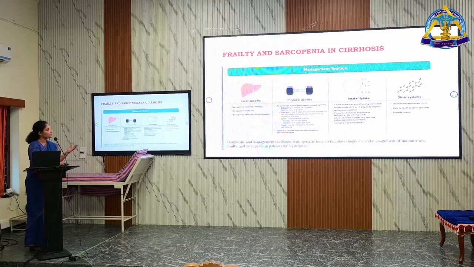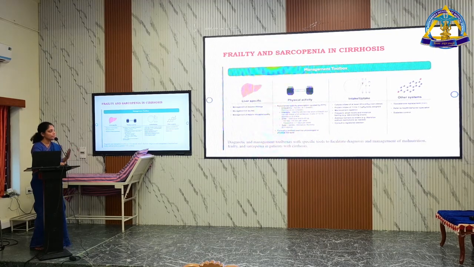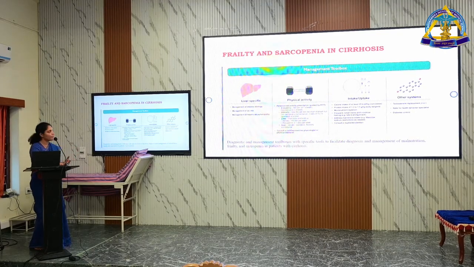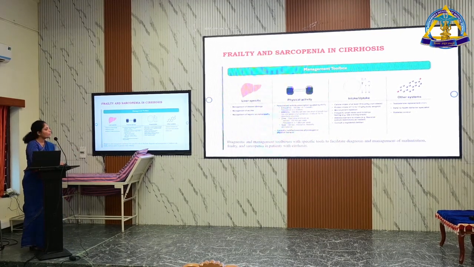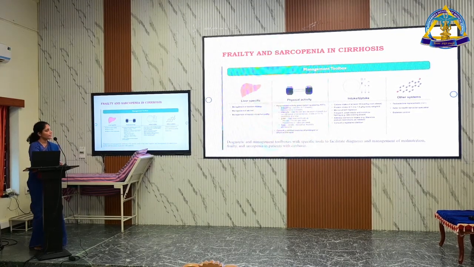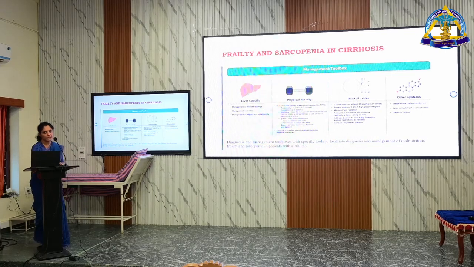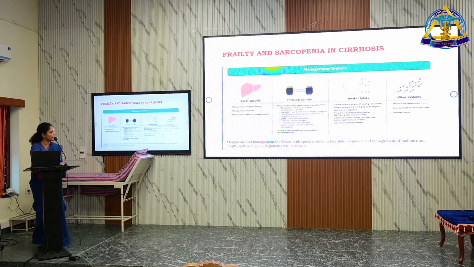What can we do? The management toolbox definitely includes liver-specific treatments like management of disease etiology or ascites, whereby the patient can become more functional. But always tell your patients to go for physical activity like aerobic or resistance exercises, and there are certain criteria for how much to do. Then increased intake. How much is the calorie intake? It's at least 35 kilocalories per kg, and protein intake of 1 to 1.5 grams per kilogram daily.